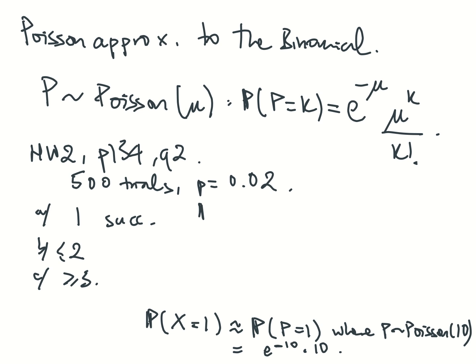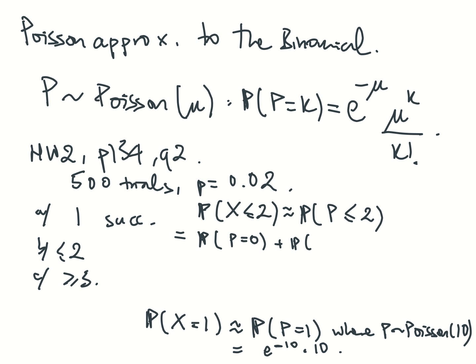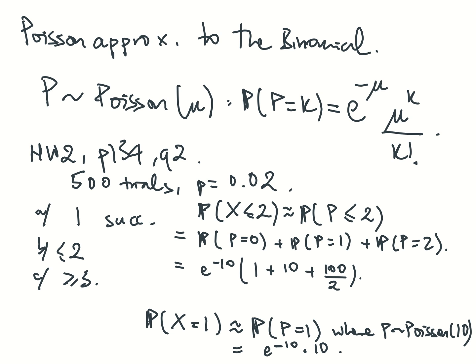Probability of X less than or equal to 2 is approximately the probability of a Poisson less than or equal to 2, and this is the probability of Poisson equal to 0 plus the probability Poisson equals 1 plus the probability Poisson equals 2. This becomes e to the minus 10 times (1 plus 10 plus 100 over 2).